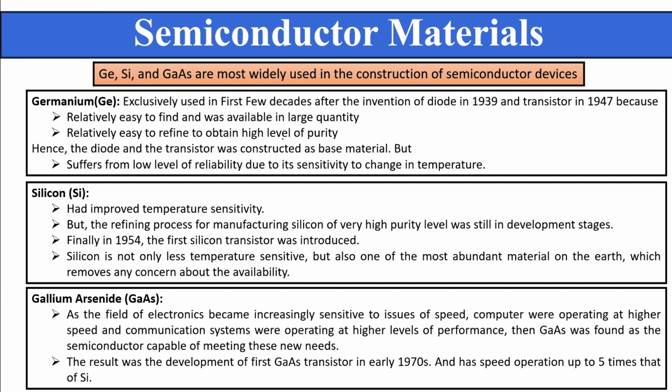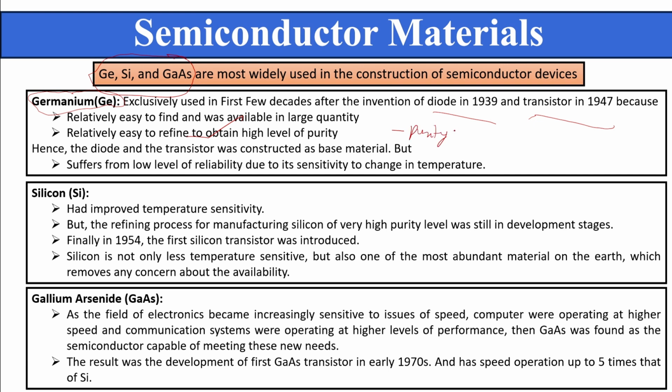Now the comparison between germanium, silicon, and gallium arsenide. These were the most widely used materials for the construction of semiconductor devices. In the early days, a few decades after the invention of the diode in 1939 and the transistor in 1947, germanium was the most widely used material. The first cause was the purity.